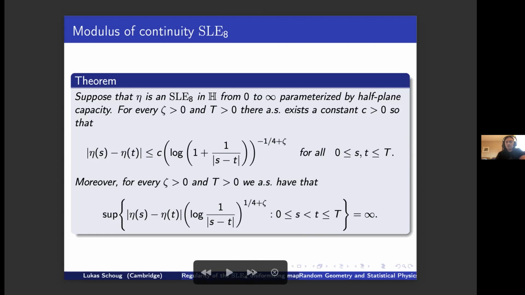So yeah, we proved their conjecture, and just as in the case of the uniformizing map for SLE4, we don't know what would happen if we were to pick zeta equal to 0, for example. If there would be some log correction or whatever. However, we know that if we were to pick zeta less than 0, then this would not hold almost surely, because of the second part of the theorem.